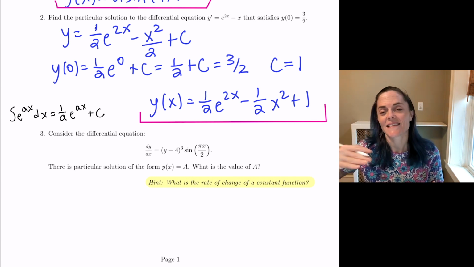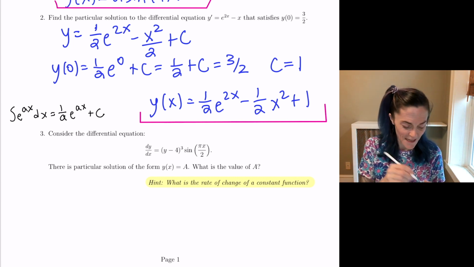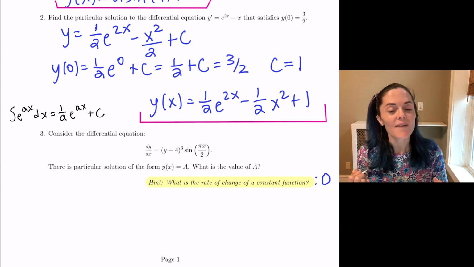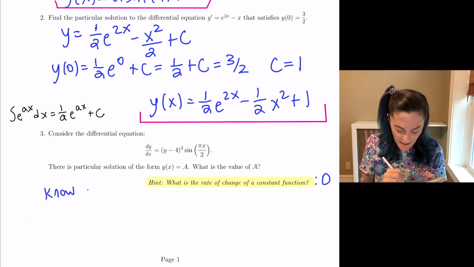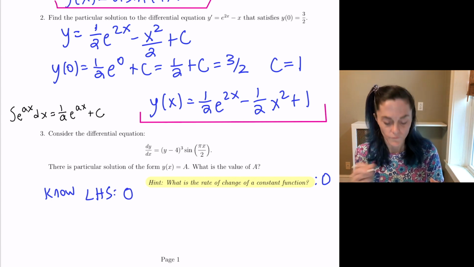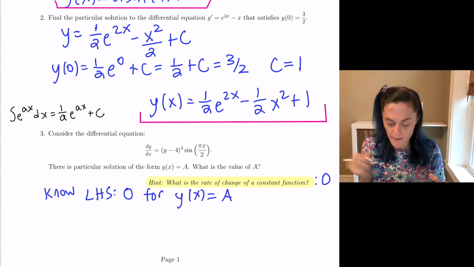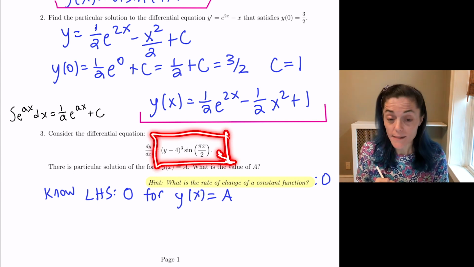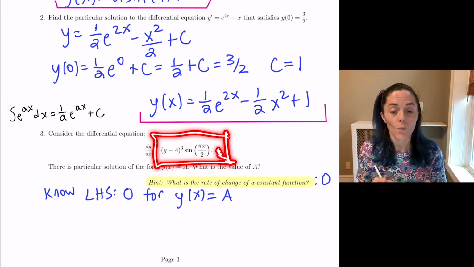The rate of change of a constant, the derivative of a constant is 0. So the answer to the hint is 0. Well, how can we use that here? If we have a particular solution that is a constant, we know the left-hand side, which is the rate of change, would be 0 for a solution of the form y of x is a constant. Now, stare at this. Can you find a constant value of y that makes this always 0? Well, sure. y equals 4.